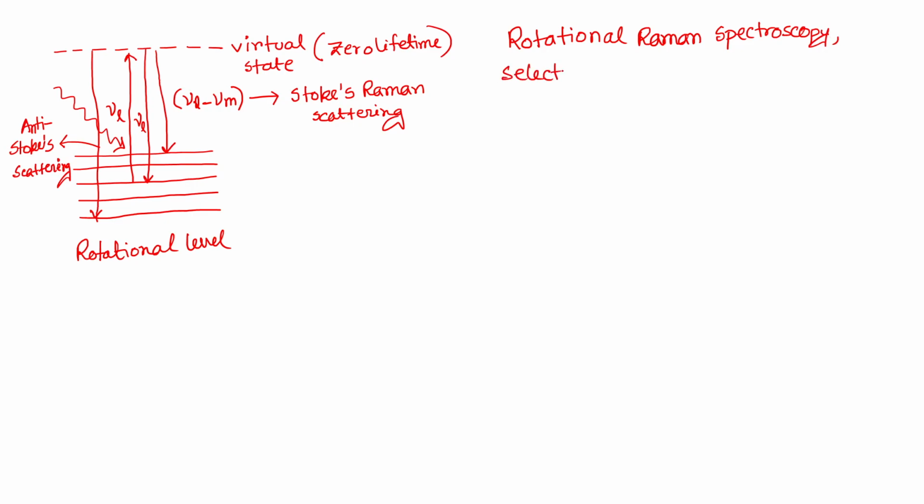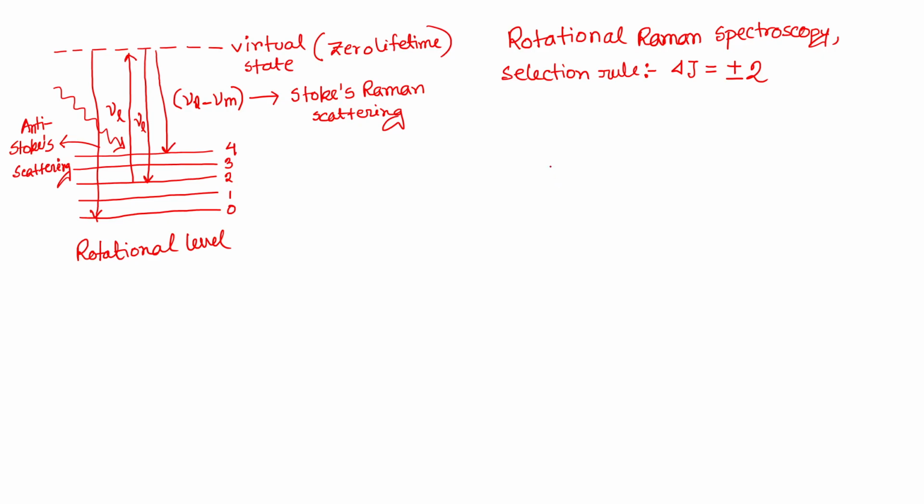the selection rule is delta J equals plus or minus 2. That is why I have taken it like that on these energies. Suppose this is 0, 1, 2, 3, 4. If it is going from 2, it could come back to 2, that is your Rayleigh scattering. If it is going from 2 and going to 4, then this is Stokes Raman scattering. If it is going from 2 and coming back to 0, then that is anti-Stokes scattering.